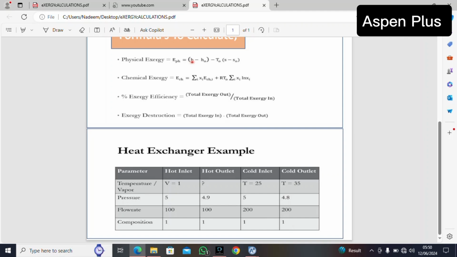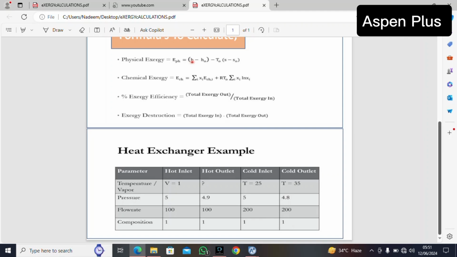Here we have a hot inlet, hot outlet, cold inlet, and cold outlet in a heat exchanger. For the hot inlet, the vapor fraction is 1, pressure is 5, flow rate is 100, and composition is 1. For the hot outlet, pressure is 4.9 because 0.1 is the pressure drop error, flow rate is 100, and composition is 1. Cold inlet temperature is 25 degrees C, pressure is 5, flow rate is 200, composition is 1. Cold outlet temperature is 35, pressure is 4.8 because of the pressure drop, flow rate is 200, and composition is 1.